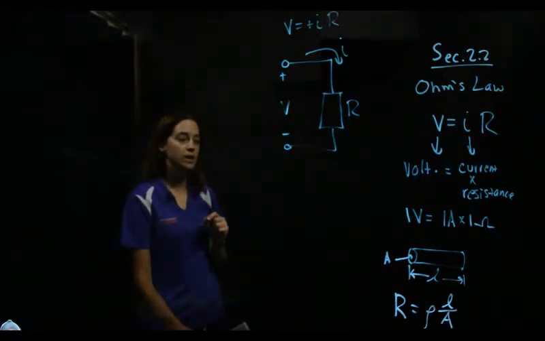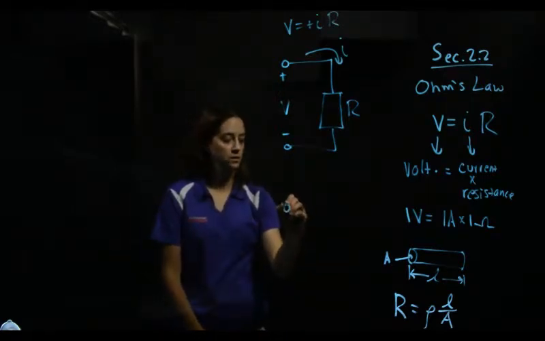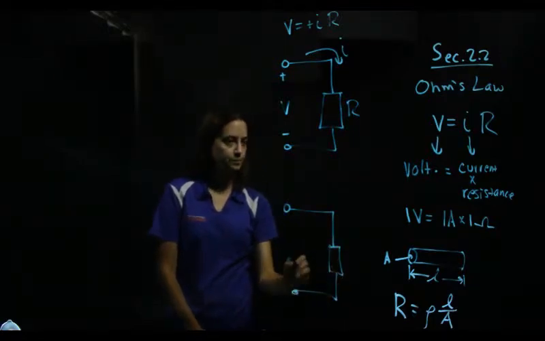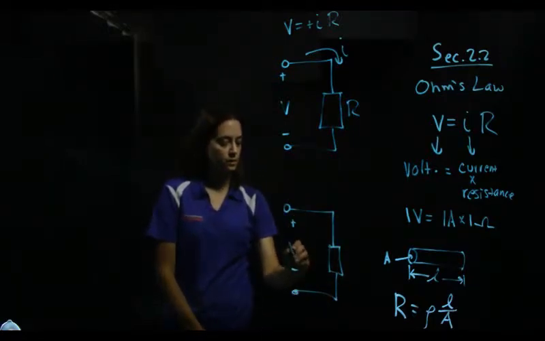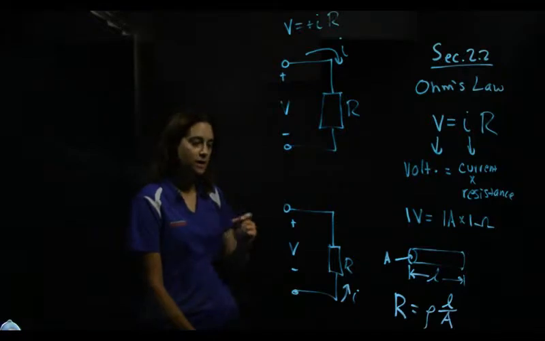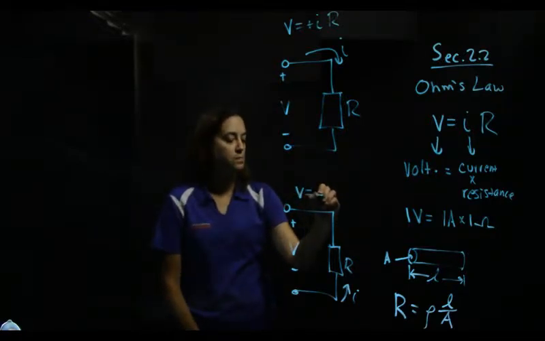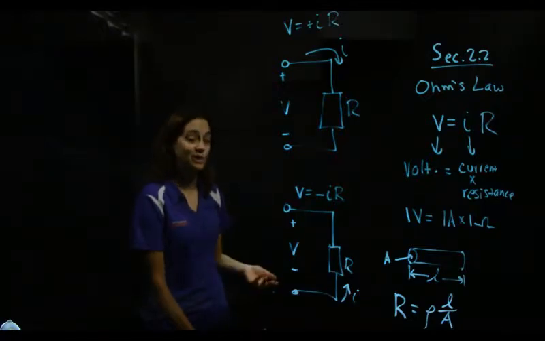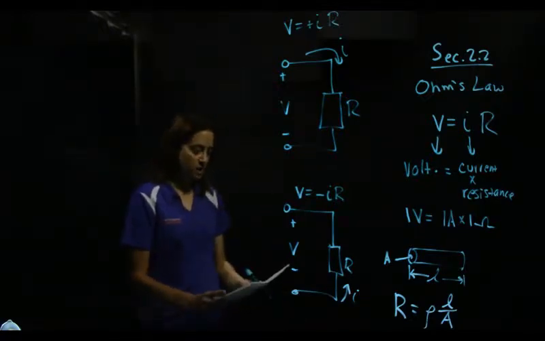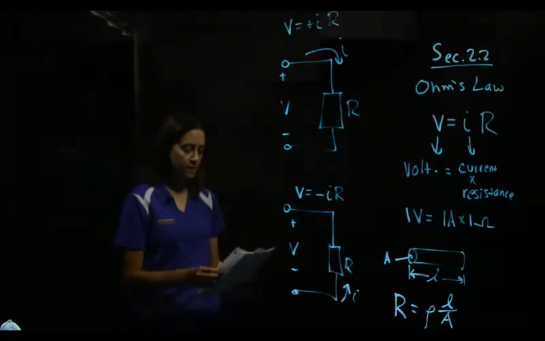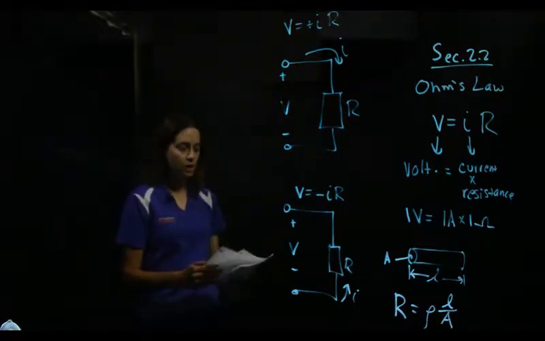If I switch the direction of that current, I'm drawing the same picture here. I'm switching my current, so saying it's going this way. This gives me V equals minus IR. It's really important to pay attention to that. If you get that wrong, then it's going to mess up your entire problem. So that is, again, 2.2 Ohm's Law.